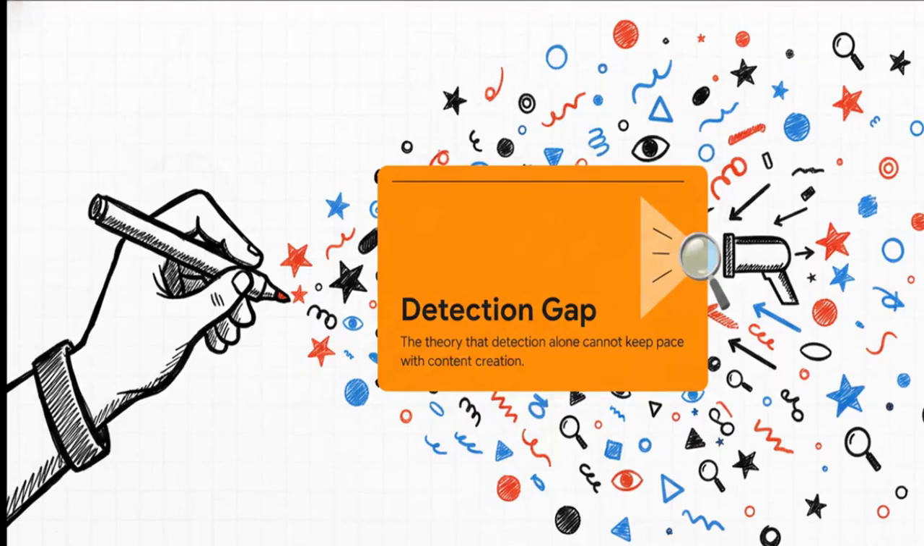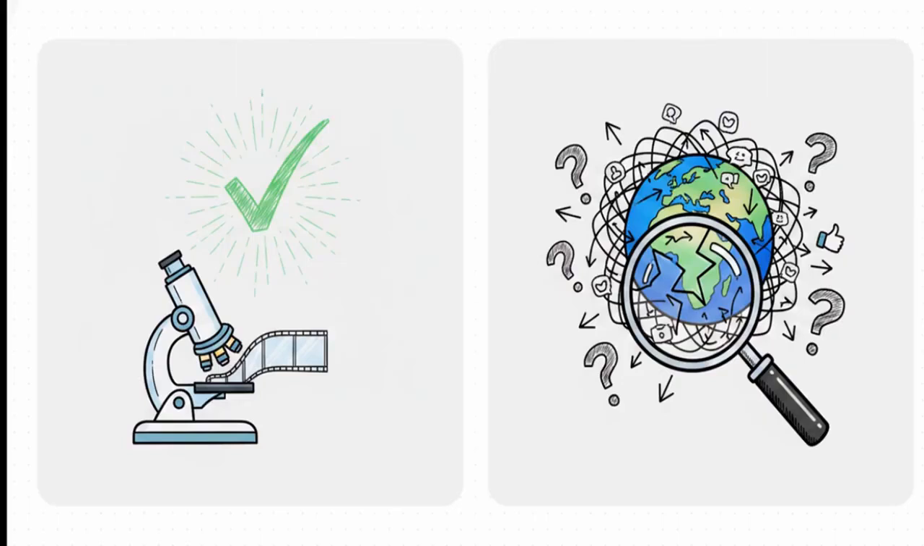Moving on to Theory 2, the detection deployment gap. This is the theory that building better detection tools just isn't sufficient on its own, mainly because detection simply cannot keep pace with the massive amount of content creation. The real problem lies in the deployment.